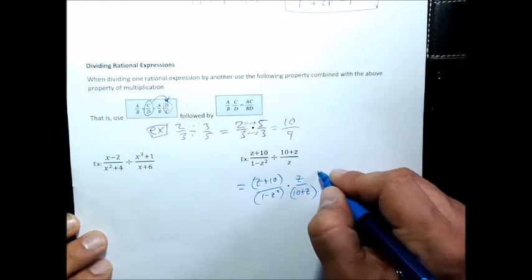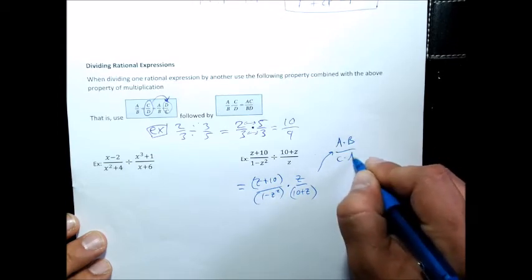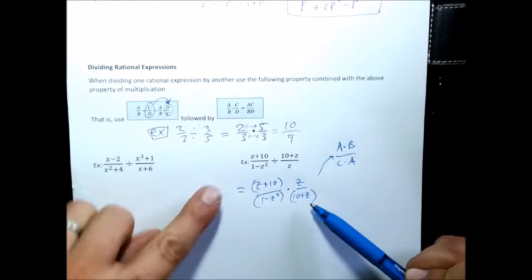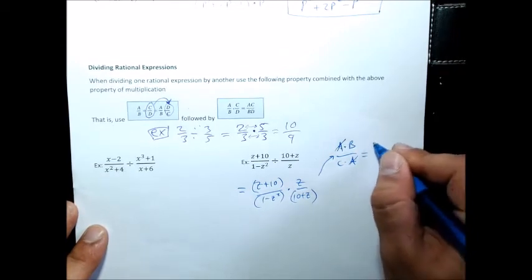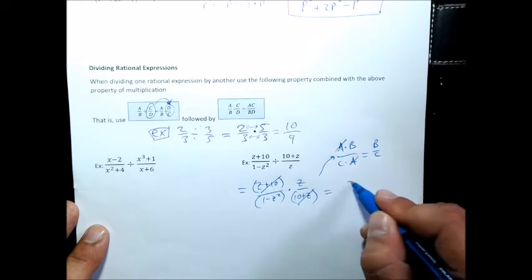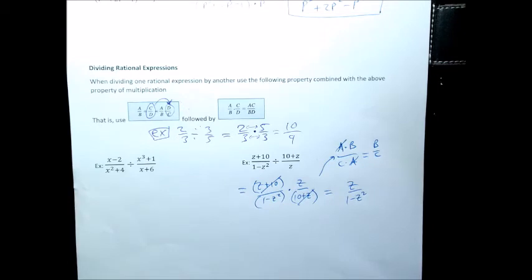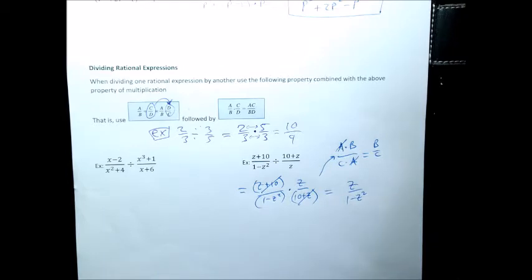And so we've got kind of this situation where we have a times b over c times a, right? The a's are the same even though they're across from each other. And we can cross out those a's and just get b over c. And so we can cross out these z plus 10s and not have to worry about any distribution. So that's one thing we could do. And that's generally the better thing, right? Because this is nice and simplified now. We can't do anything else to it. It's very nice.